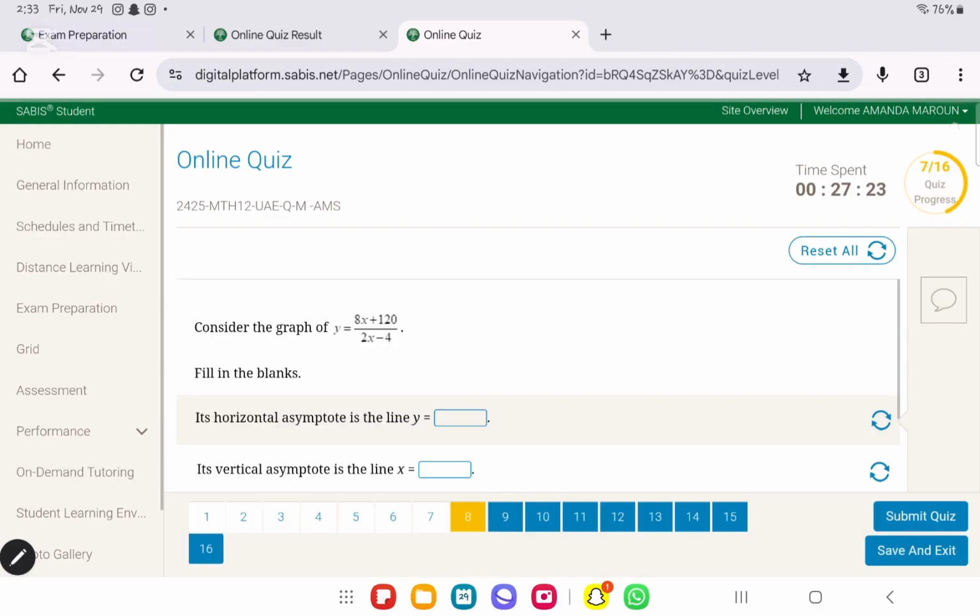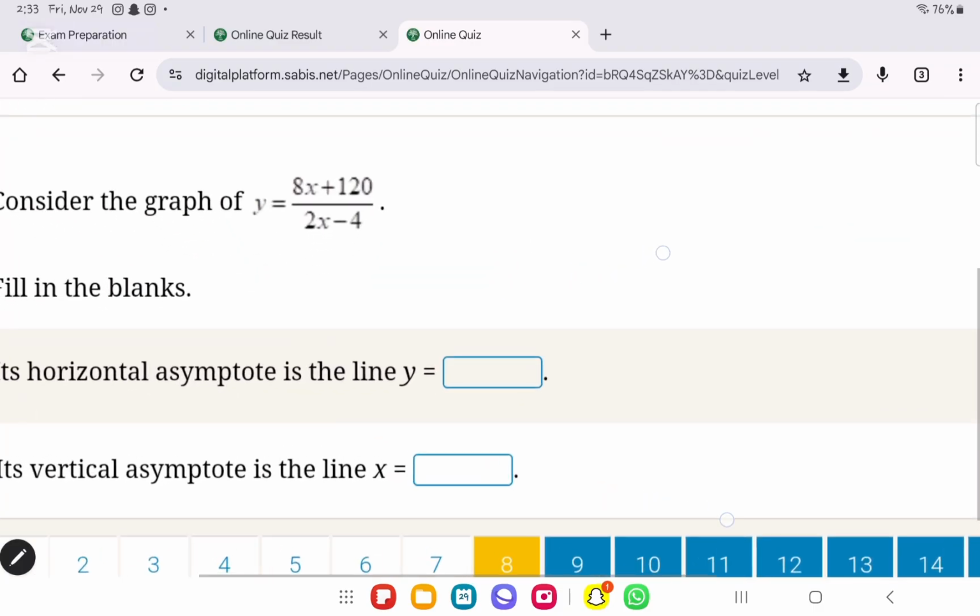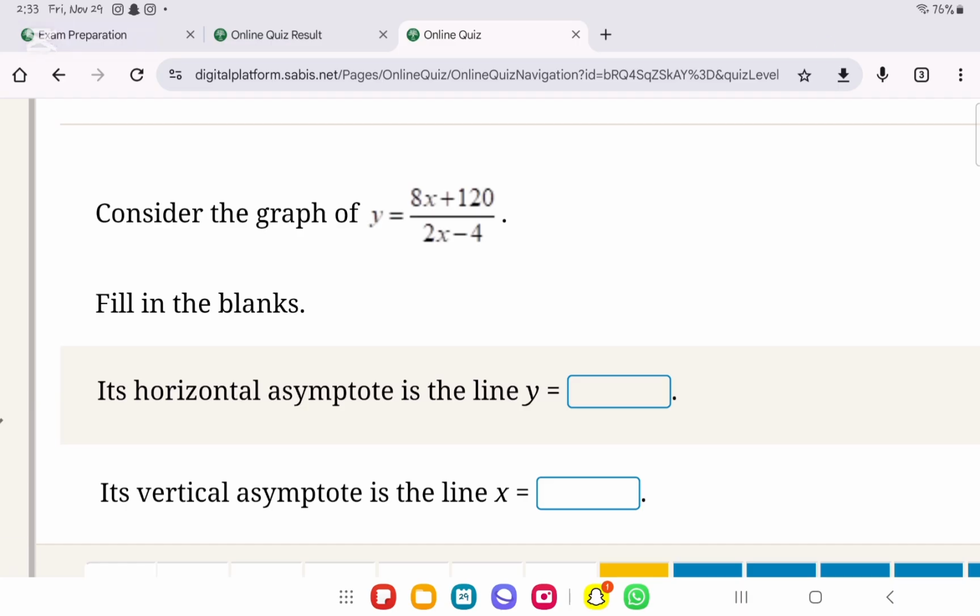Moving on to question number 8. Okay, this is a big one, a full explanation one. Horizontal asymptote. When we are talking about the horizontal asymptote, this means the first thing we're going to do is factor these, okay?